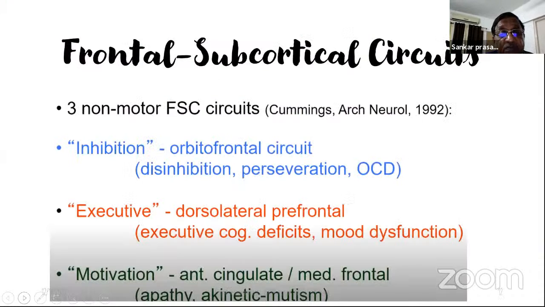So what are the most important subcortical circuits? There are 3 non-motor frontal subcortical circuits. The first is inhibition, the orbitofrontal circuit, and dysfunction of this circuit results in disinhibition, perseveration, and obsessive compulsive disease. Then the executive dorsolateral prefrontal circuit, where executive deficits and mood dysfunctions are seen. And motivation, anterior cingulate and medial frontal, where apathy and akinetic mutism are seen. These are the 3 non-motor frontal subcortical circuits that are very important.